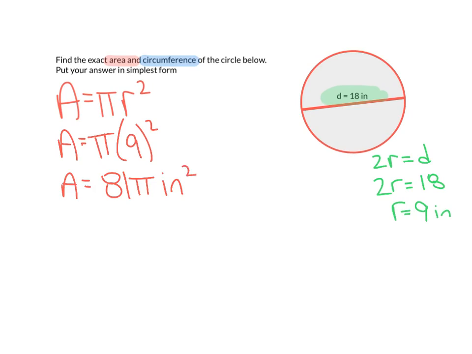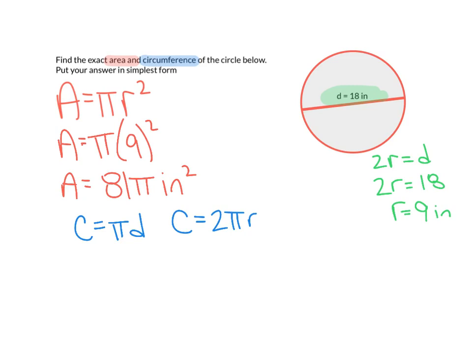Awesome. Now the problem also asked for the circumference. As I said in our last example, we have two formulas we can use: pi times diameter, or 2 times pi times radius. It depends on what we have. In this problem, we were given the diameter. The diameter is 18 inches. We also found the radius is 9 inches.